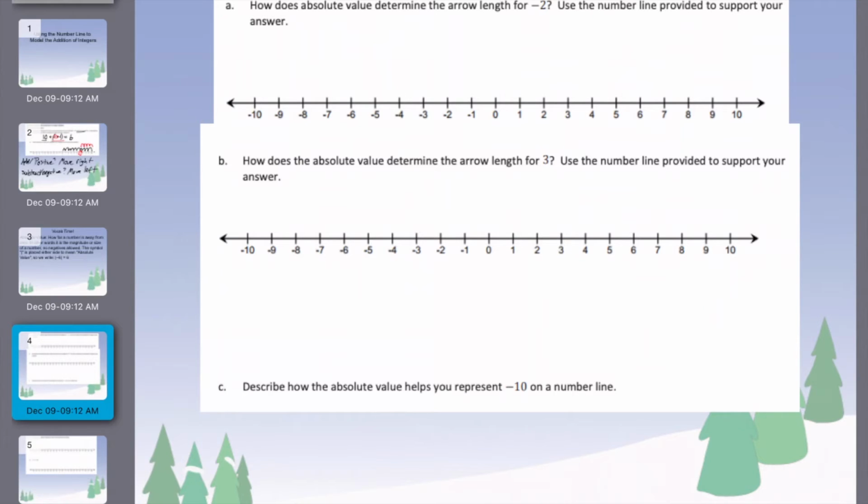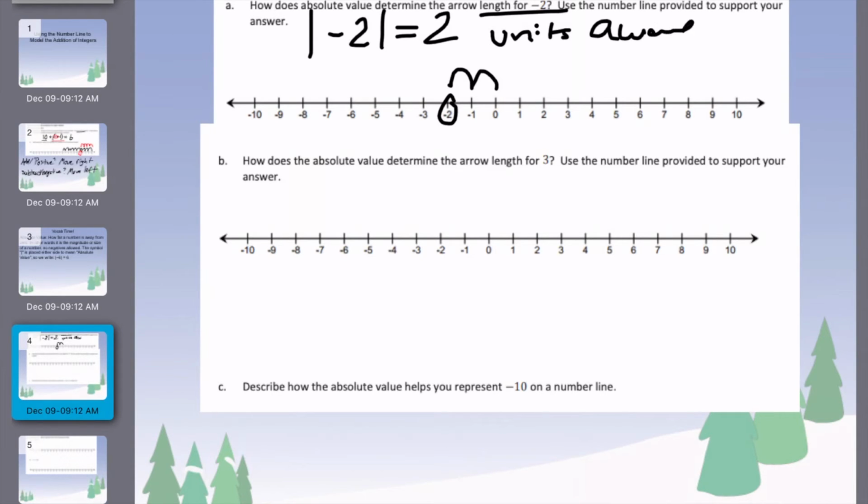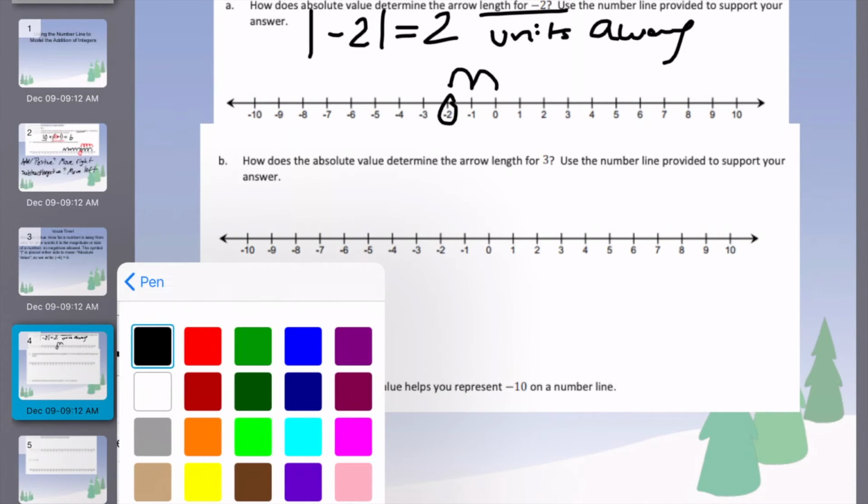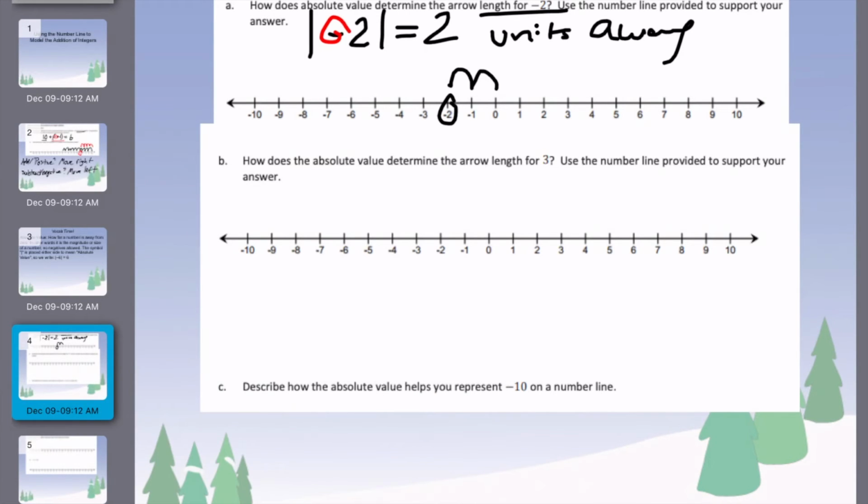So how does the absolute value determine the arrow length for -2? Use the number line provided to support your answer. So I know for -2, if I want to go from 0 to -2, finish there, but I have the absolute value of -2, which tells me it's 2. So that means it's 2 units away, but because I have that negative sign originally, it tells me I have to move left. So it's to the left 2 units.